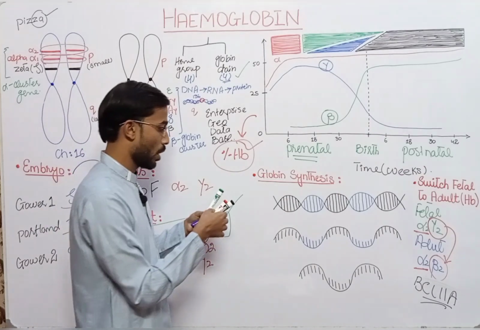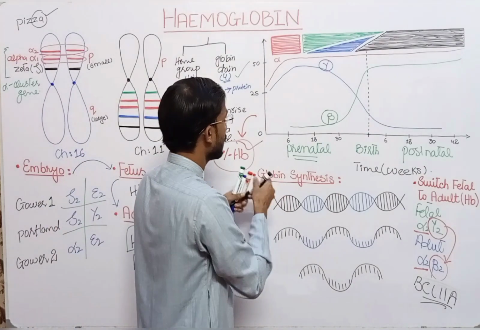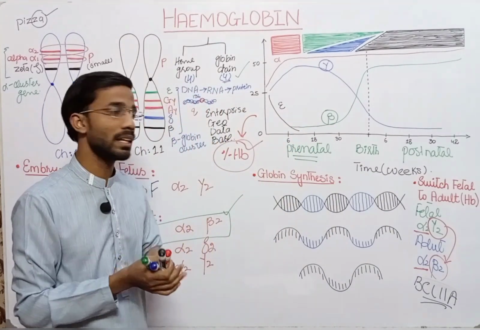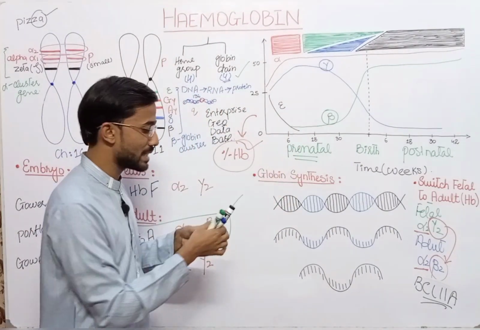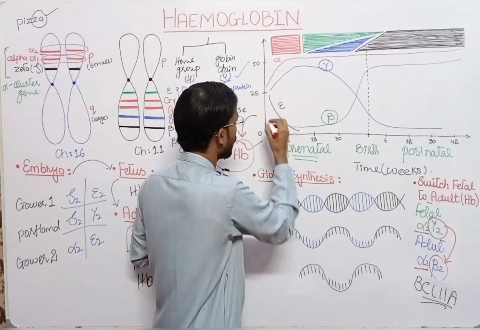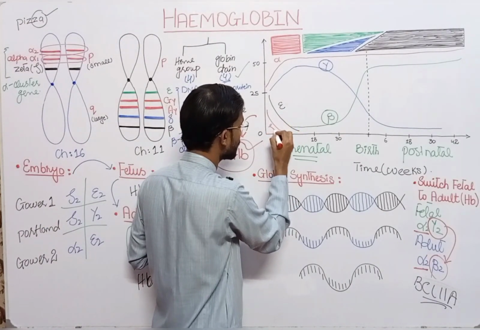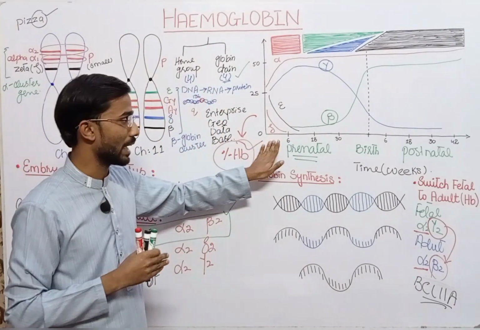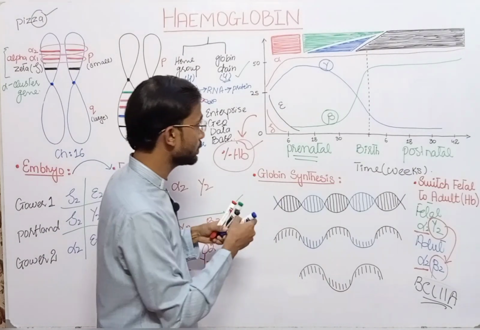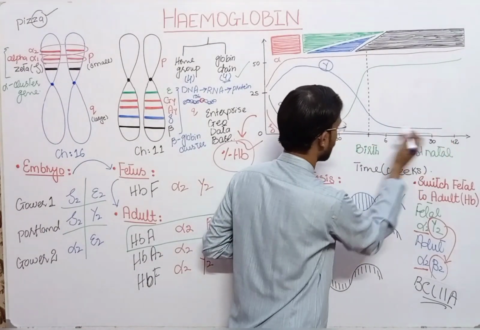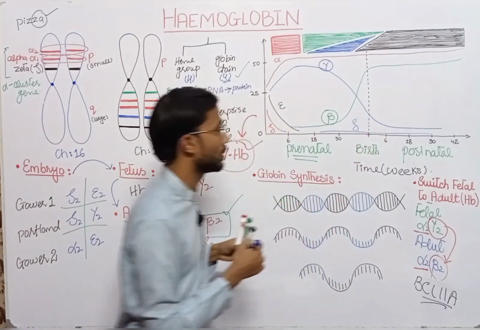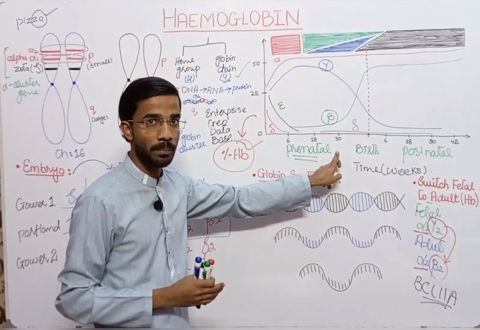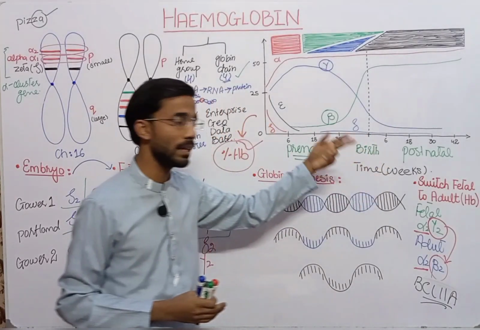And next we will see that the epsilon quantity reduces in the prenatal life, and the quantity of the zeta will also decrease in the prenatal life. And the last one is the delta. So delta can occur at the end of the prenatal life, and it will start in the postnatal life.